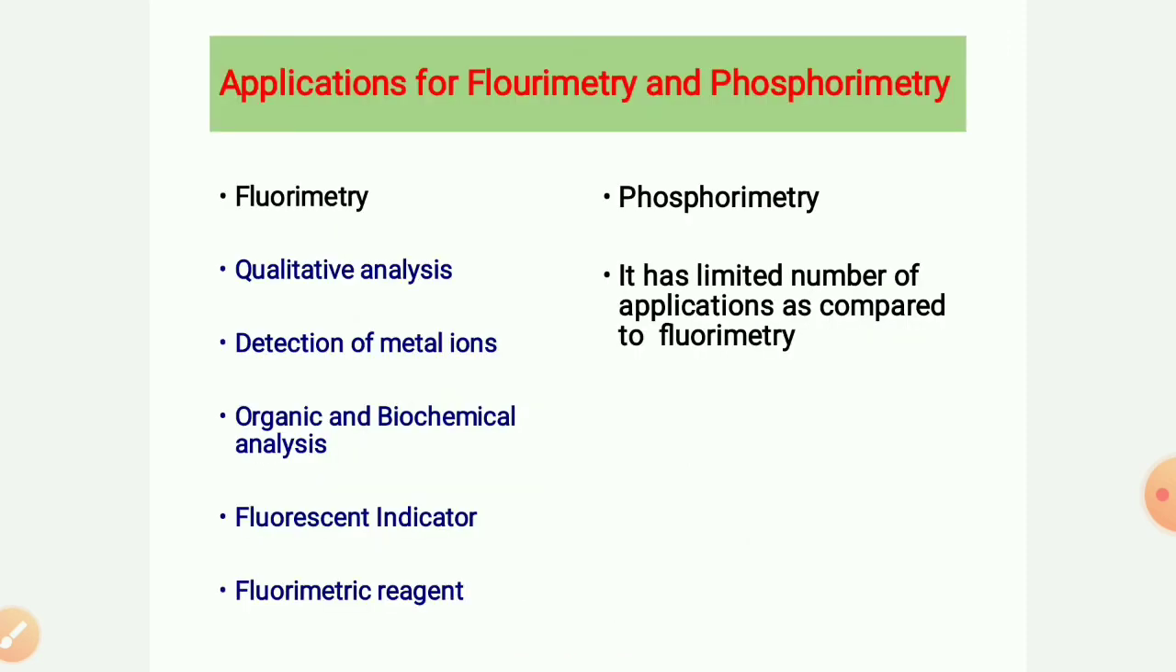Now let's see the applications of fluorimetry and phosphorimetry. The first one we will see is about fluorimetry. Quantitative analysis: many inorganic ions form fluorescent chelates with non-fluorescent organic ligands. For example, boron forms a fluorescent complex with benzoin. The estimation is very sensitive and fast and is therefore used to estimate boron traces in steel samples. So this is the quantitative analysis.